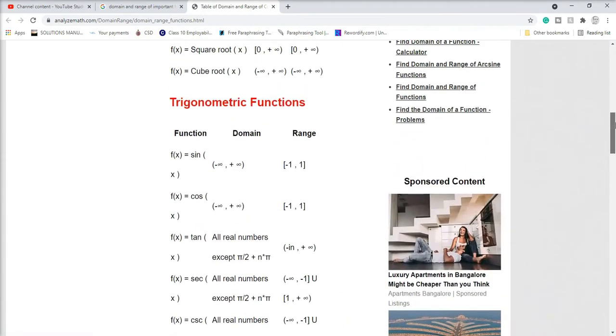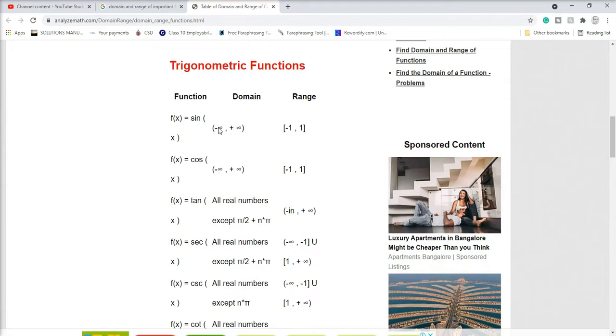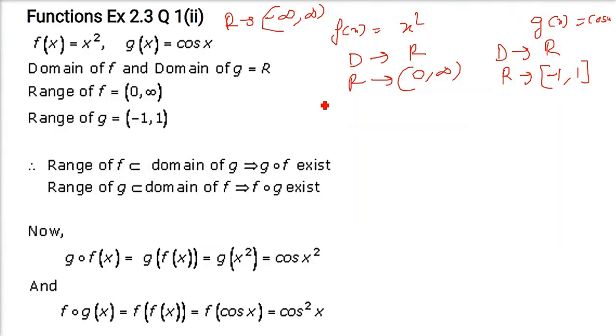This is sin x, cos x. See here, sin x and cos x both have all the real numbers as domain, and the range will always be negative 1 to 1, and negative 1 and 1 are included.